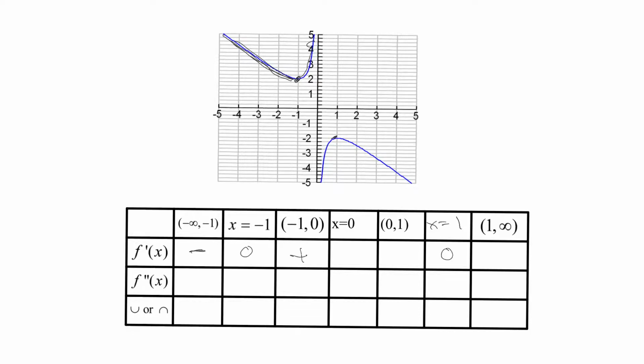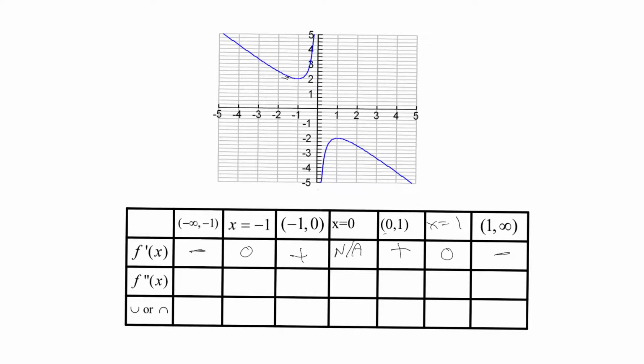But what happens at 0? Well, at 0, there is a vertical asymptote. So at 0, there is no slope. So I'm just going to call it not available. There is no slope at the vertical asymptote. Between 0 and 1, which is over here, the slope is positive, and after that, the slope is negative.